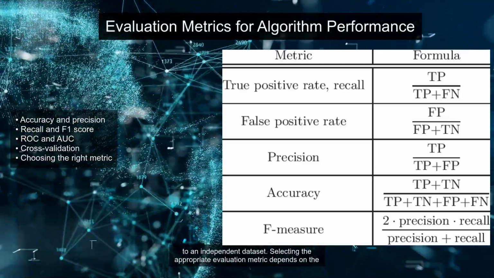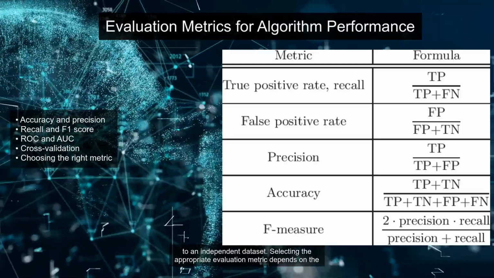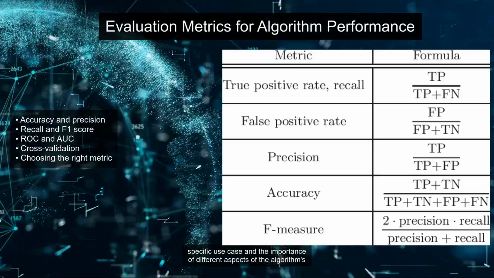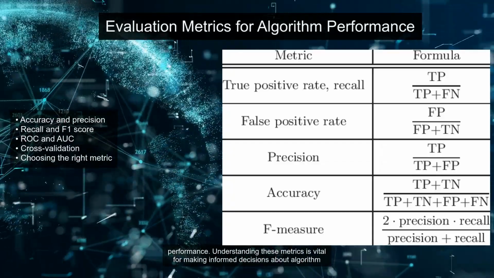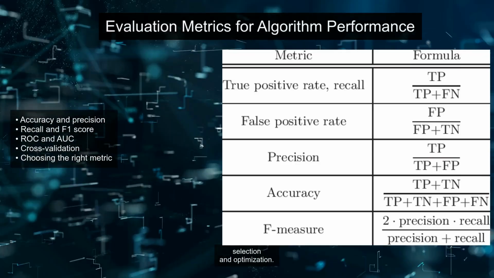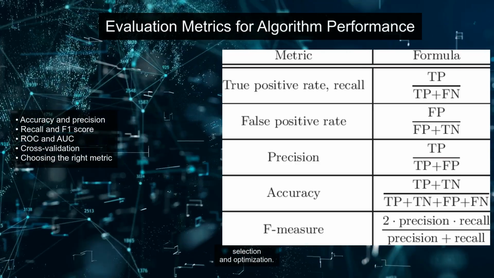Cross-validation is a technique used to assess how the results of a statistical analysis will generalize to an independent dataset. Selecting the appropriate evaluation metric depends on the specific use case and the importance of different aspects of the algorithm's performance. Understanding these metrics is vital for making informed decisions about algorithm selection and optimization.